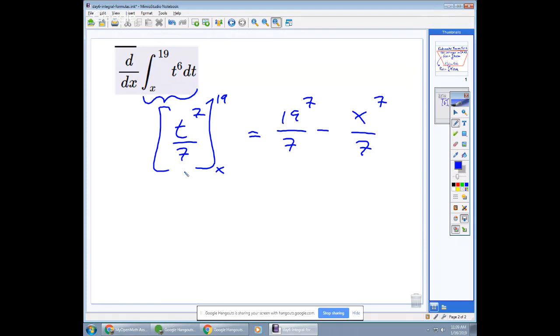Now, I haven't finished this problem because I haven't applied which part? I haven't taken the derivative yet, right? So I have to take the derivative of all of this stuff.